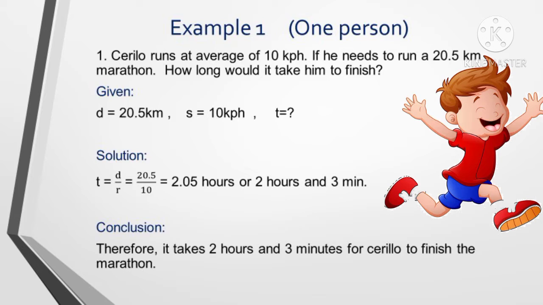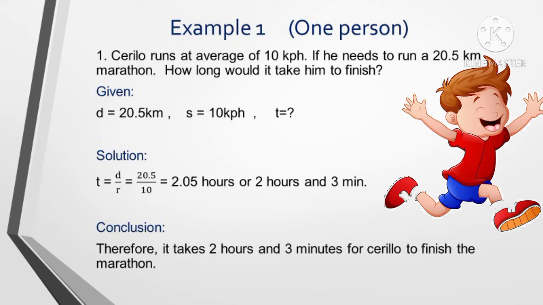So example number 1 is about one person. Cerello runs at an average of 10 kilometers per hour. If he needs to run a 20.5 kilometer marathon, how long would it take him to finish? So these are the given. D or distance equals 20.5 kilometers. R or rate equals 10 kilometers per hour.